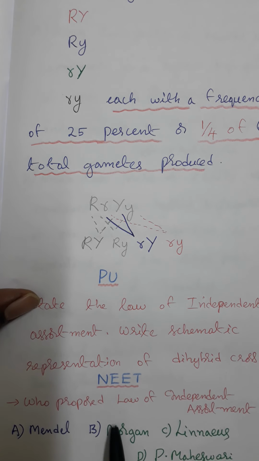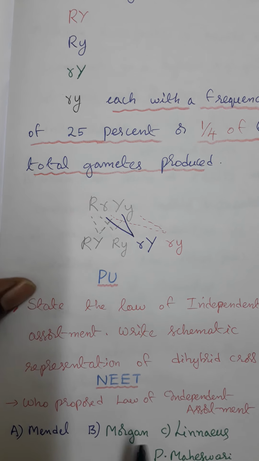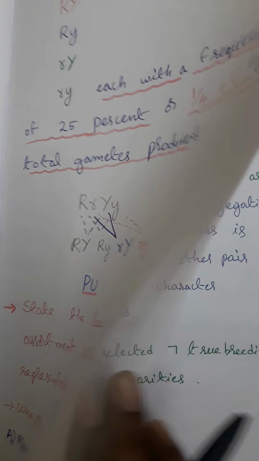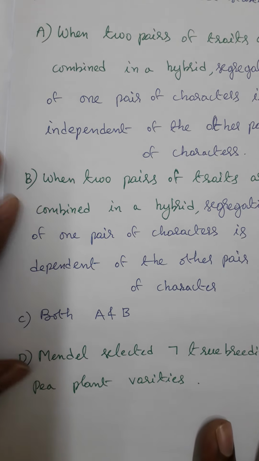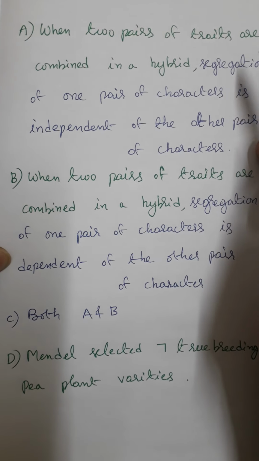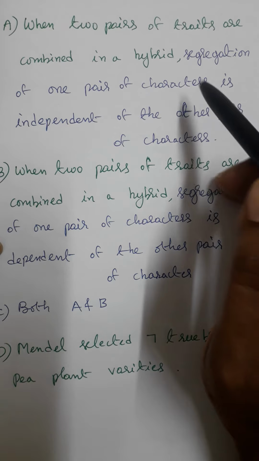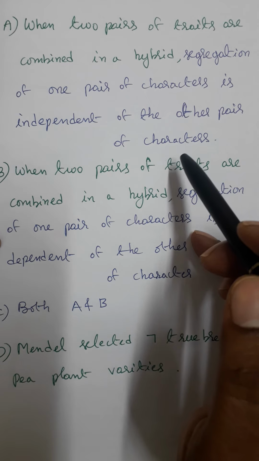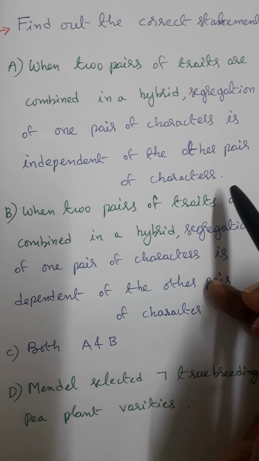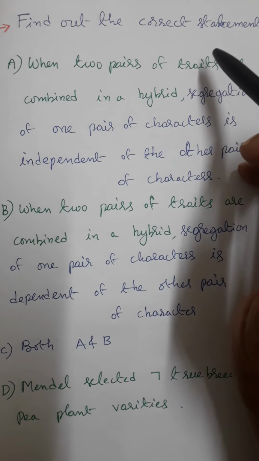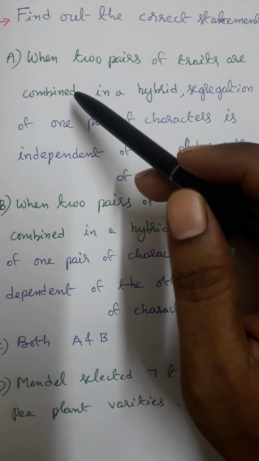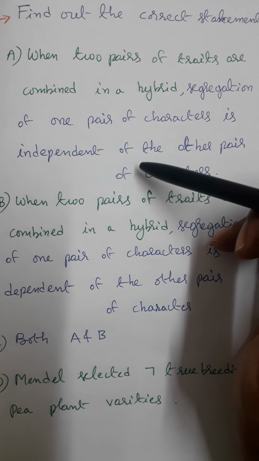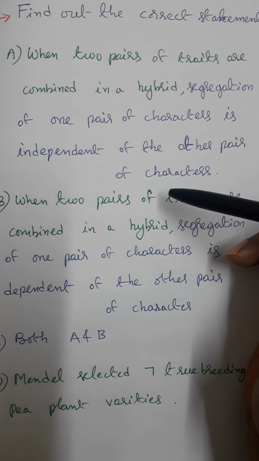Among these options, which one is correct? Who proposed the law of independent assortment? Mendel proposed the law of independent assortment. When two pairs of traits are combined in a hybrid, segregation of one pair of characters is independent of the other pair of characters. The next question: find out the correct statement. What are the options given? Option A, when two pairs of traits are combined in a hybrid, segregation of one pair of characters is independent of the other pair of characters.